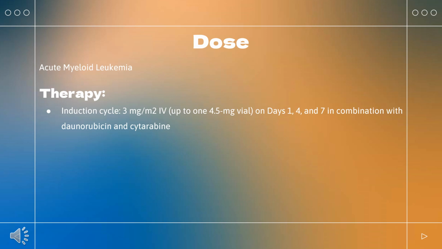Induction, 6 mg per square meter on day 1, and 3 mg per square meter on day 8. Continuation therapy, 2 mg per square meter on day 1 every 4 weeks. Relapsed or refractory CD33-positive AML. Indicated for relapsed/refractory CD33-positive AML. 3 mg per square meter on days 1, 4, and 7 for 1 cycle.